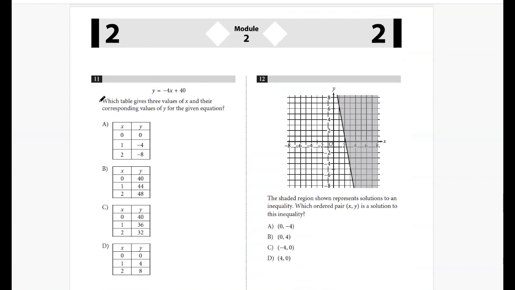Which table gives 3 values of X that are corresponding values of Y for the given equation? So if I plug in 0, Y should be 40. So A and D are immediately eliminated. For 1, Y should be 36. So C, and so on. So C is the correct answer.